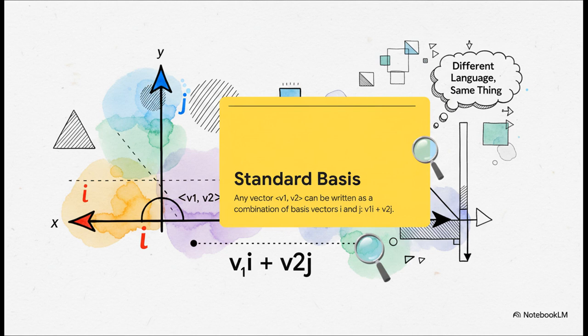And one last thing before we get to the problems. You're going to see vectors written in a couple of different ways. Sometimes you'll see this I and J notation.